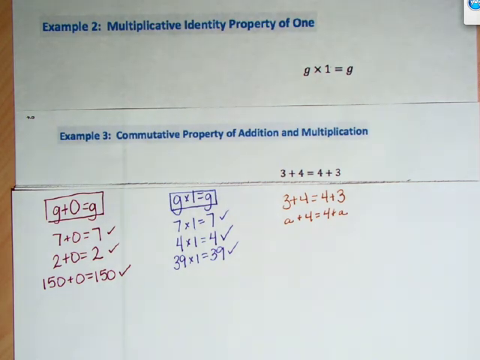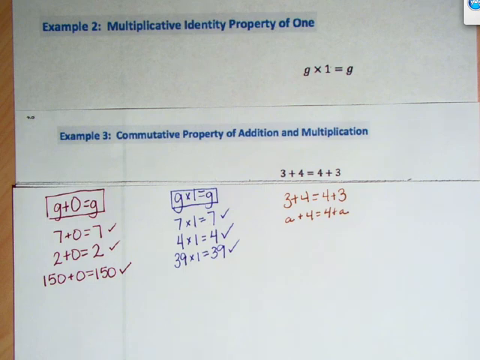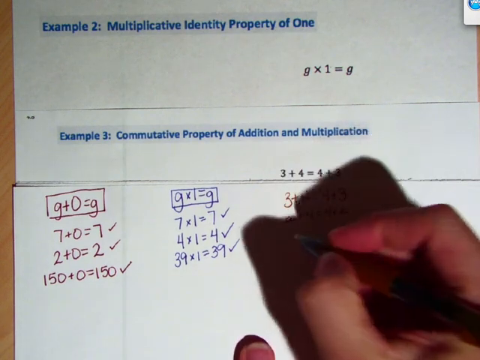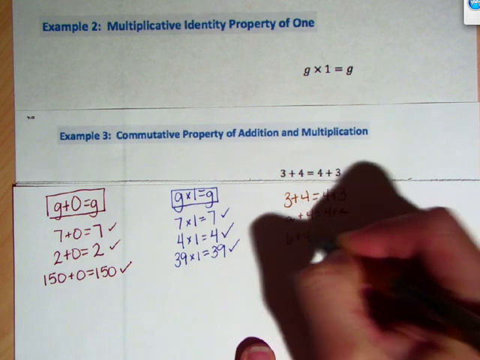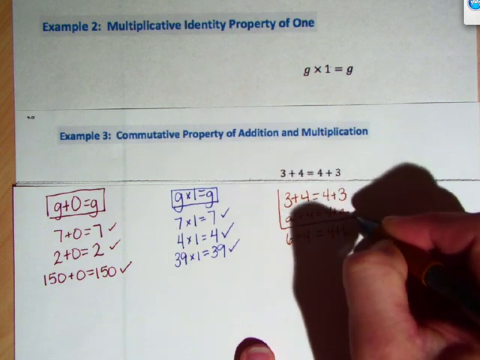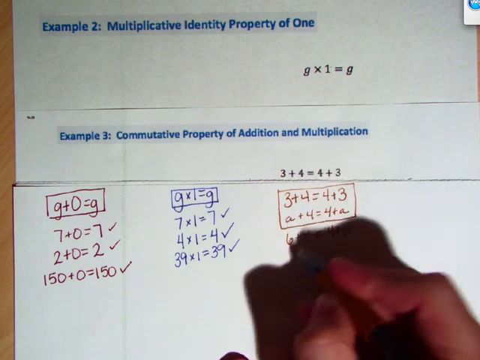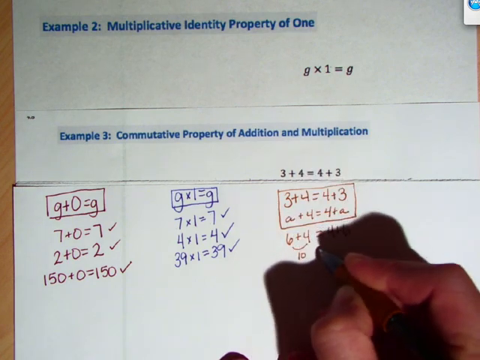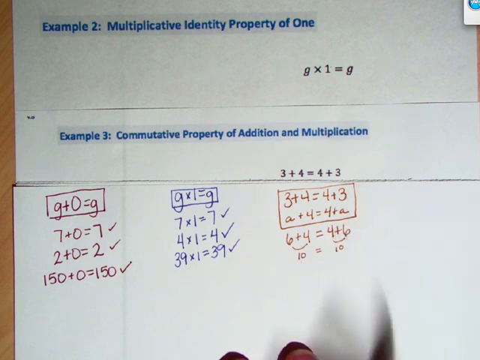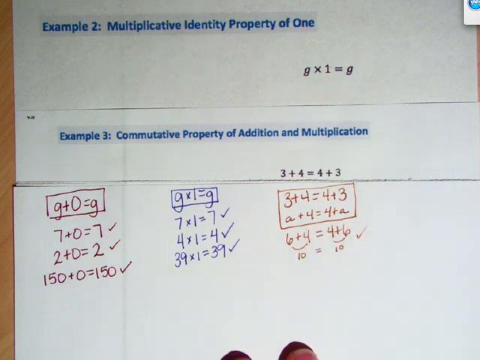Now let's try some like we did here and see if it works. Okay, so let's try, not 3 because they already did 3. Let's try 6. 6 plus 4 equals 4 plus 6. I'm going to go ahead and box these as these are my examples, and then these are my trials. So this is 10. I'm going to put 10 just like I did before. 10 equals 10. That works.